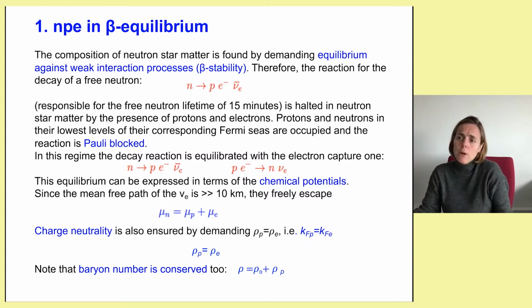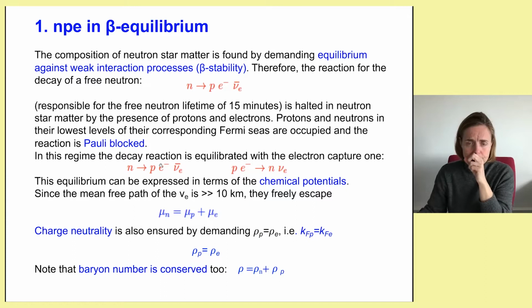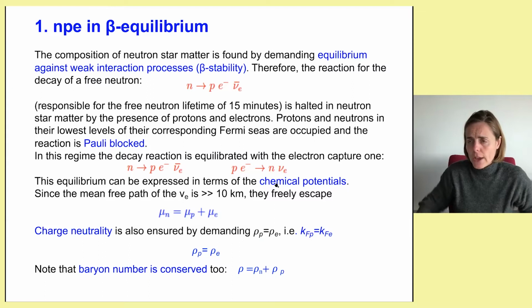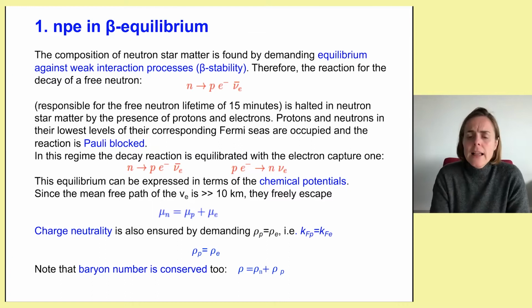So in this regime, you not only have neutrons decaying to protons and electrons, but also the electron capture: protons and electrons going to neutrons and electron neutrinos.